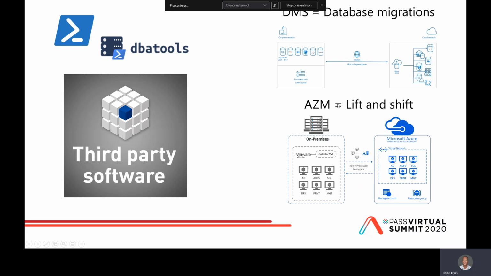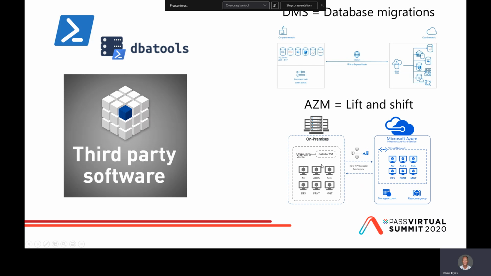When we come to the cloud side, depending on which platform you're going for, basically there are two main platforms. We have the PaaS and we have the IaaS. The IaaS is the VM running in Azure. The PaaS is the platform as a service. So that's either Azure SQL Database or Managed Instance. And when we talk about PaaS, that is what we see at the top. Typically, when we migrate to PaaS, we're going to use the Database Migration Service. That is a Microsoft Azure offering for migrating individual databases, right?